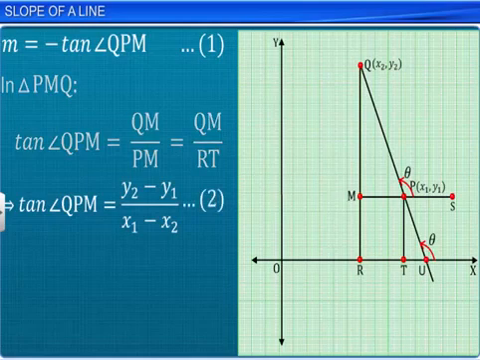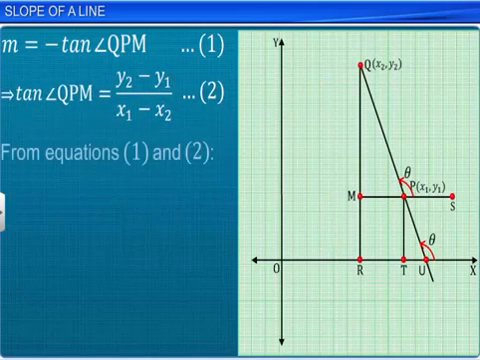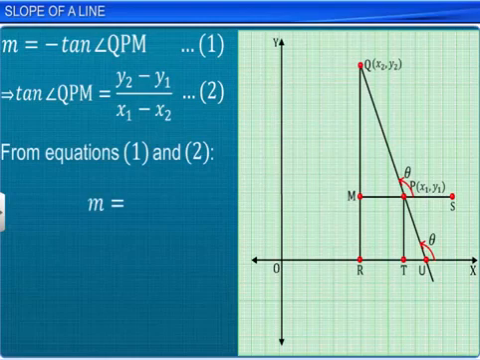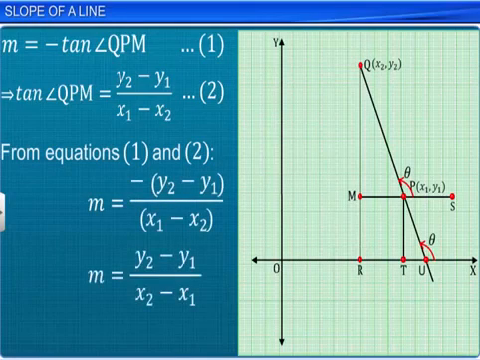From equations 1 and 2, we get slope of the line is equal to y2 minus y1 upon x2 minus x1. Thus we see that whether the angle of inclination is acute or obtuse, the slope of a line passing through two given points is given by the same formula.